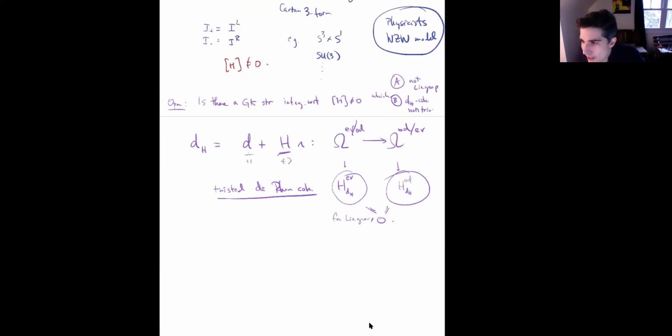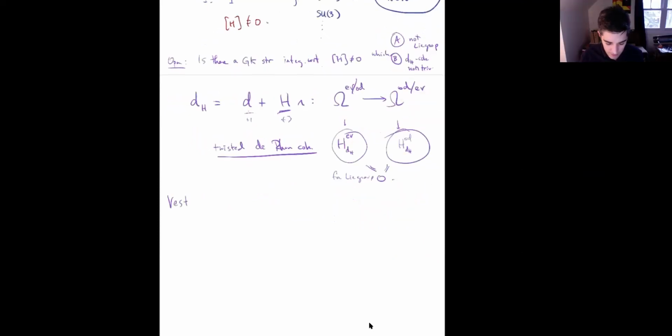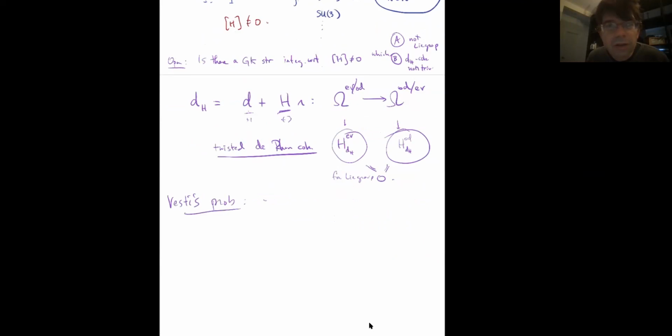Is Vesti still here? Yeah. Vesti, what do you think about this problem? Does it make sense to you? Yes, of course. I think so. I would even add a more basic problem as well. Yes, just if you allow me. To know one example of a generalized Kähler structure on a manifold which does not admit a Kähler structure.